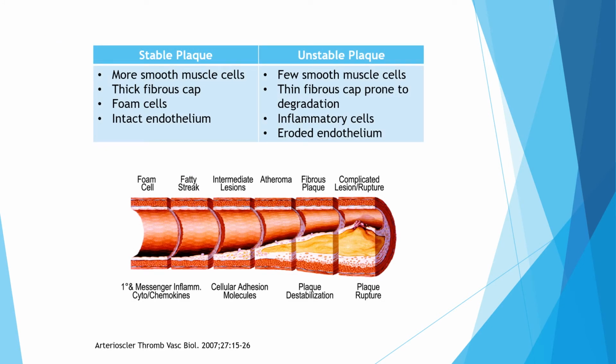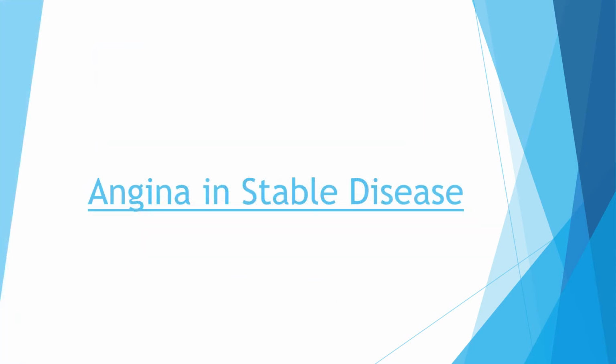And so going back to this picture of what a plaque looks like, if this plaque never ruptures and becomes unstable, then we're looking at a patient with a stable plaque and therefore stable angina, or stable coronary artery disease. We're looking at treatment of the angina alone.